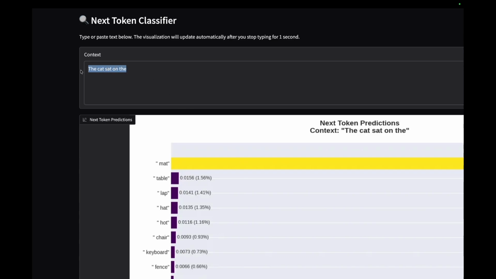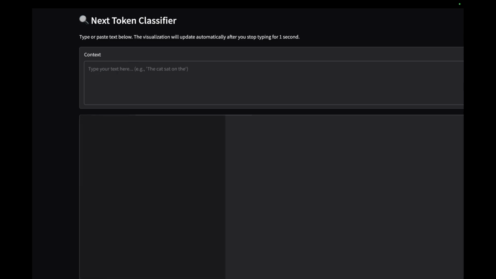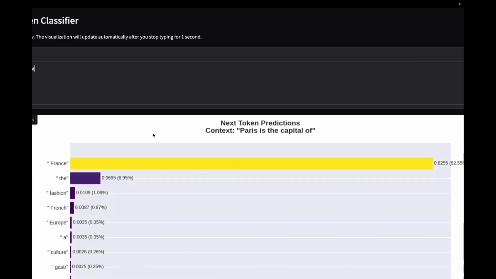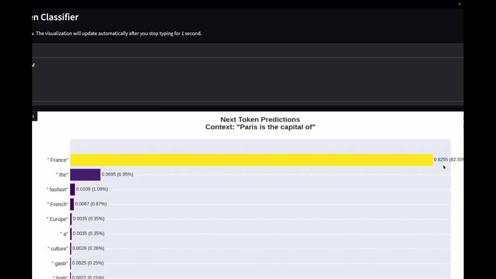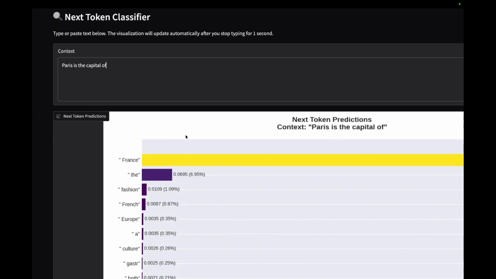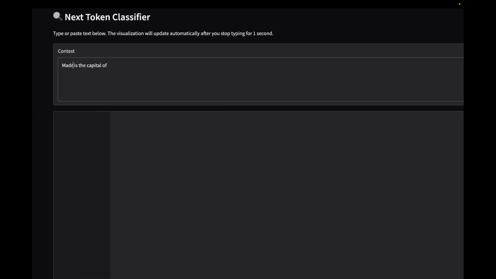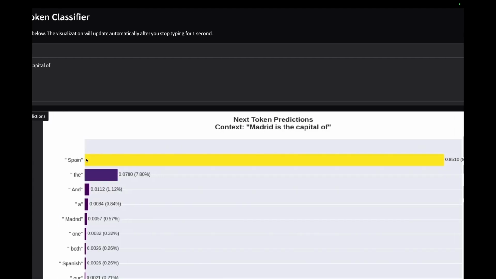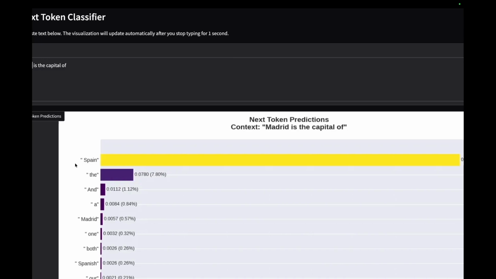So let's try an example where we say Paris is the capital of, and then we will let the LLM figure it out. You can see it predicted France with a very high probability, and then other tokens. And if you change Paris, let's make it Madrid, for example, you'll see the output probabilities will change, and now Spain is the top token.